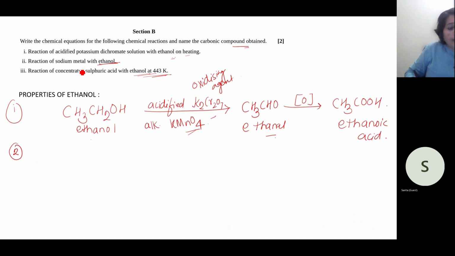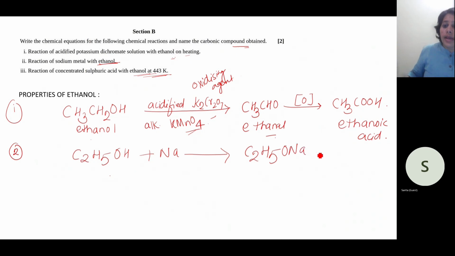Next, reaction of sodium metal with ethanol. So write C2H5OH, we can write it like this also, ethanol plus sodium metal. Whenever sodium metal reacts with ethanol, we will get sodium ethoxide, plus hydrogen gas is liberated. So the answer is sodium ethoxide. You can write sodium ethoxide.